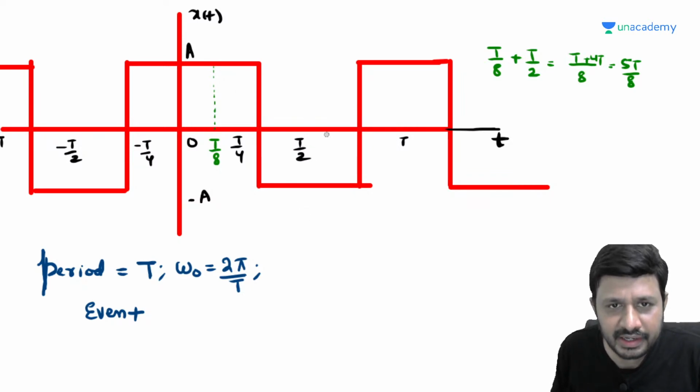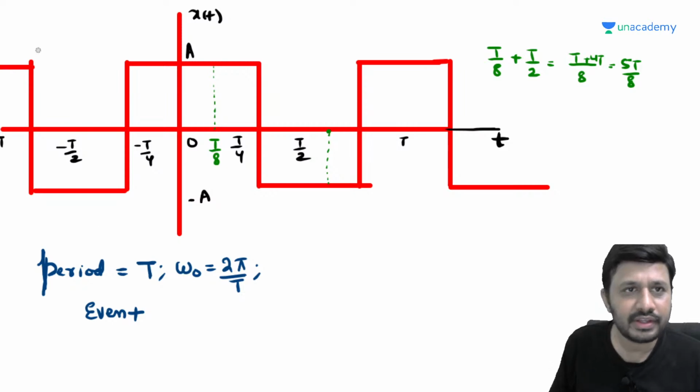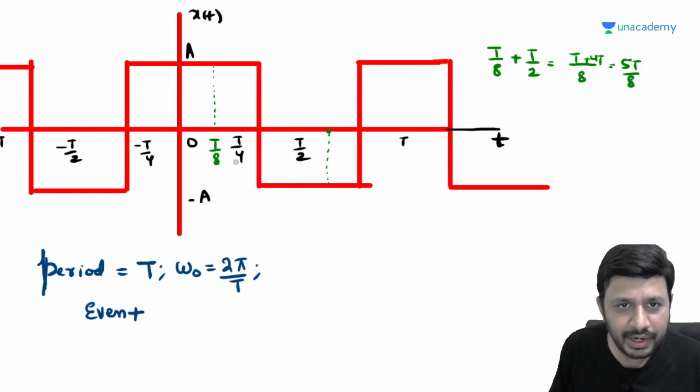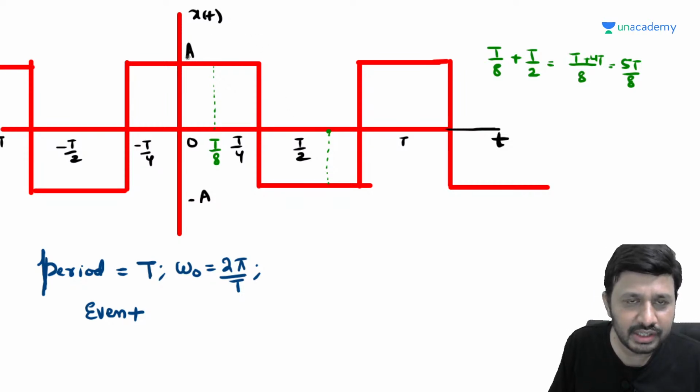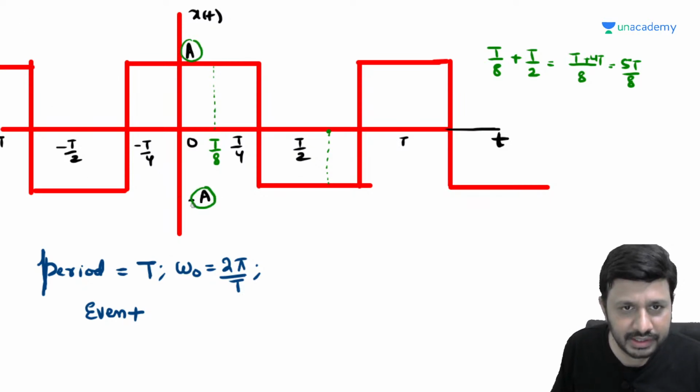It will be somewhere here. 5T by 8 will be somewhere here, whose value is minus A. So here, the points at T by 8 and 5T by 8 are equivalent and opposite. So the signal is half-wave symmetric.